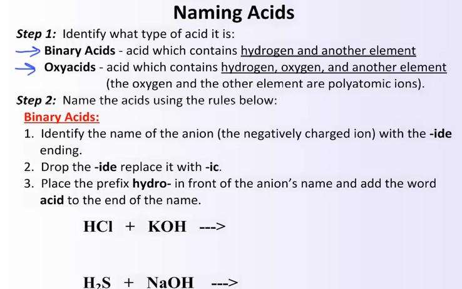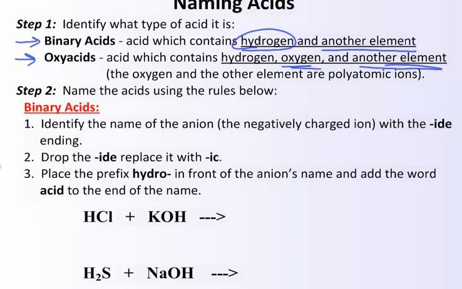So step one, you need to identify, is it a binary acid or is it an oxyacid? If it is a binary acid, it says acids which contain hydrogen and another element. The key here is that it's only going to have one other element. And an oxyacid is going to have oxygen and another element. So pretty much if you see hydrogen as the first element and then you see only one other element, it is a binary acid. If you see hydrogen with other elements plus oxygen, then it's an oxyacid.